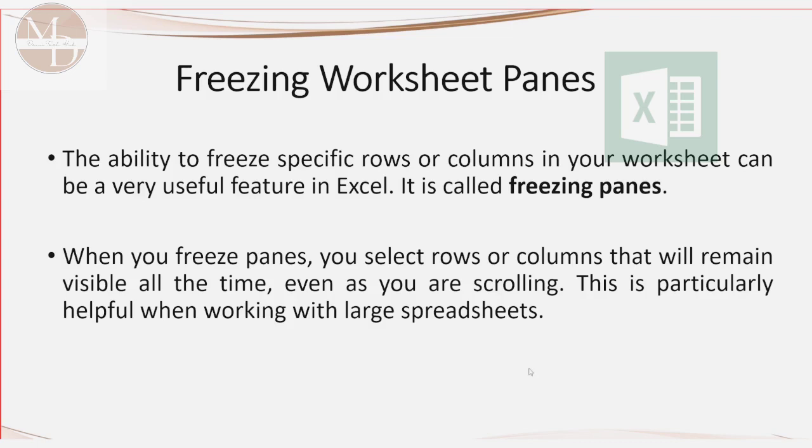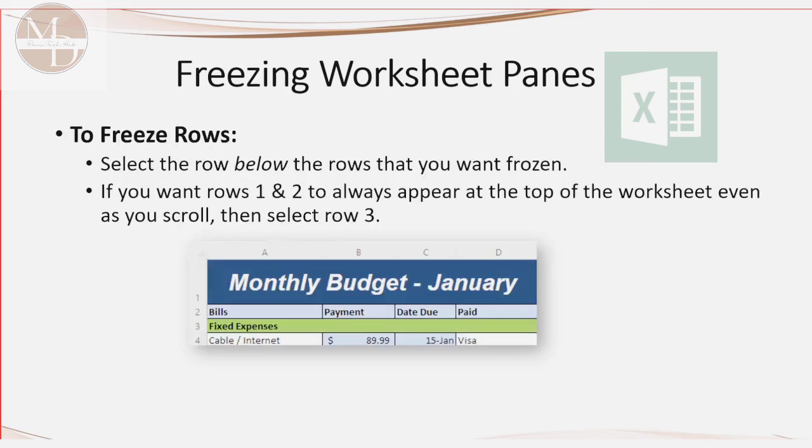When you freeze panes, you select rows or columns that will remain visible all the time, even as you are scrolling. So it helps you when you are working with a large amount of data. Now to freeze rows, select the row. Just like in the screenshot below, I'm going to practicalize this for us. If you want rows 1 and 2 to always appear at the top of the worksheet as you scroll, then select row 3. Now let's go.